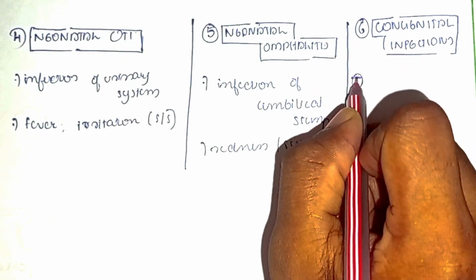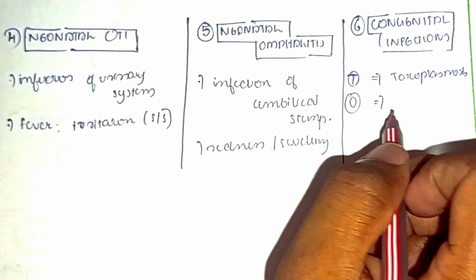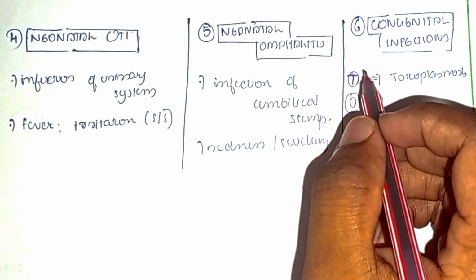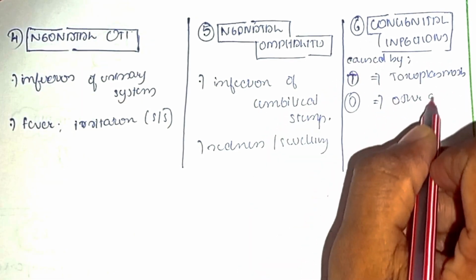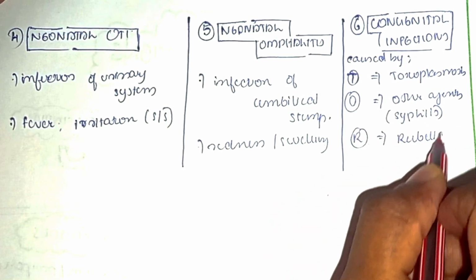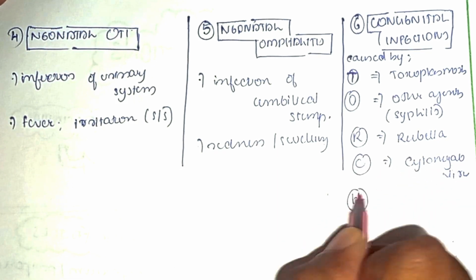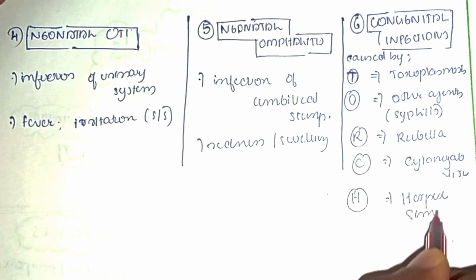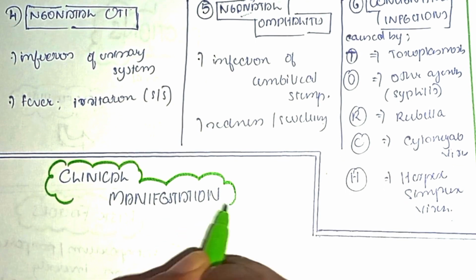So the main causes of the neonatal congenital abnormalities infections are the toxoplasmosis. We can generally learn it by calling it TORCH. T is for toxoplasmosis, O is for the other agents, mainly syphilis, R stands for rubella, C for the cytomegalovirus, and H for the herpes simplex virus. So this name, TORCH, is the general cause for the congenital infections. Next, jumping on to the clinical manifestations of the neonatal infections.